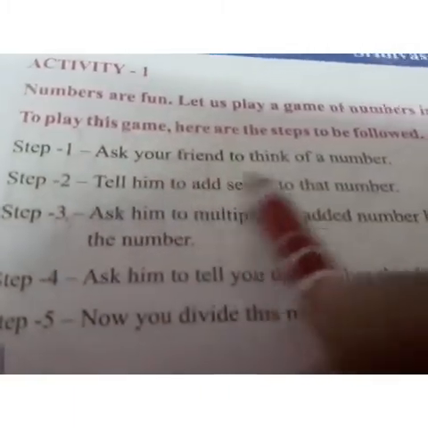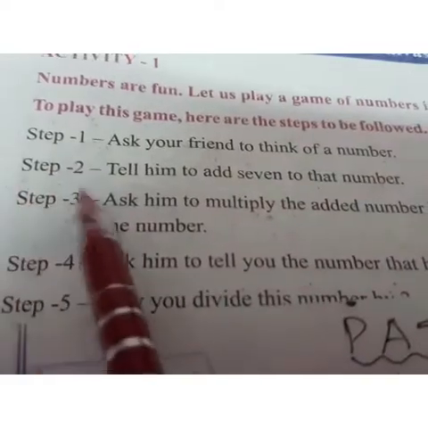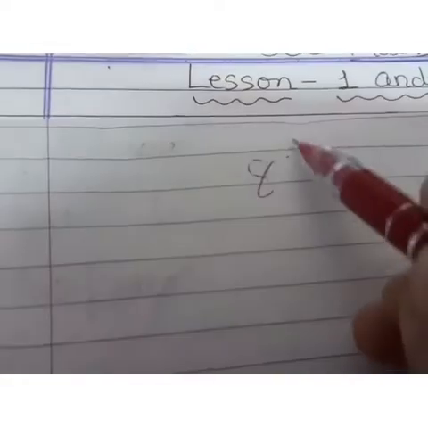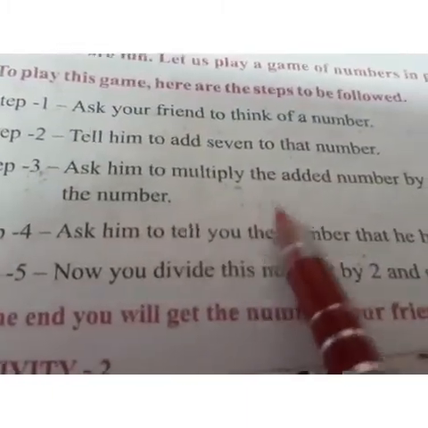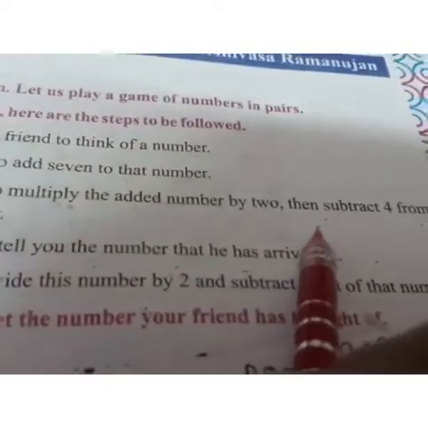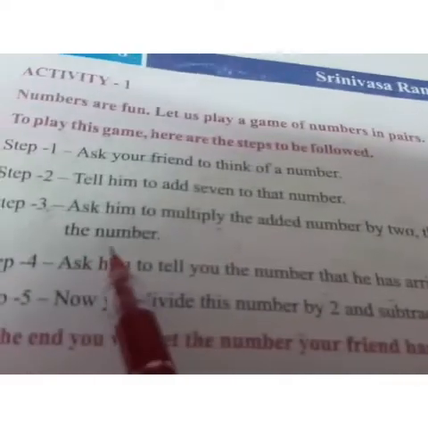Take any number, then ask your friend. See, step 1, ask your friend to think of a number. Step 2, tell him to add 7 to that number. Now supposing we have taken a number, it's 8. We have taken any number 8. Now we have to add 7 to that number. It becomes 15. What is step 3? Ask him to multiply the added number by 2 and then subtract 4 from that number.